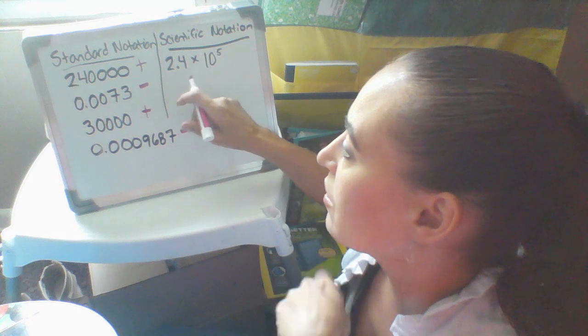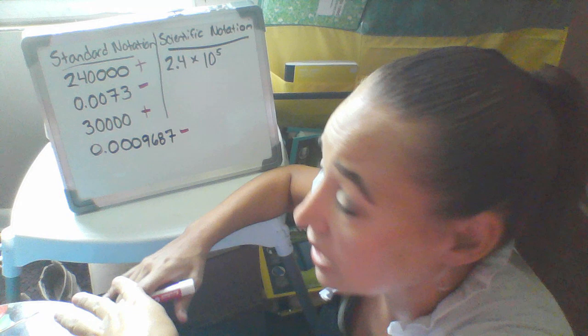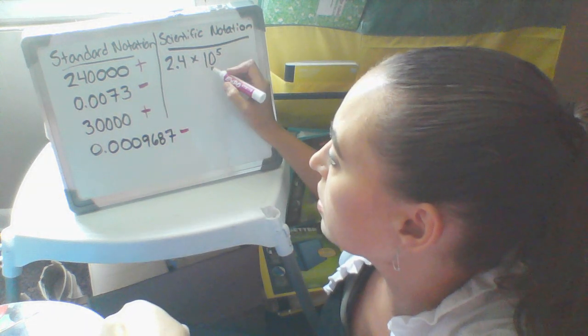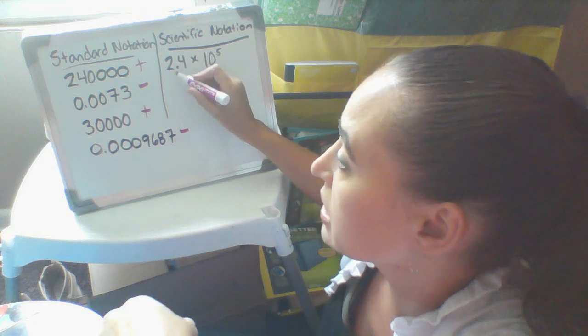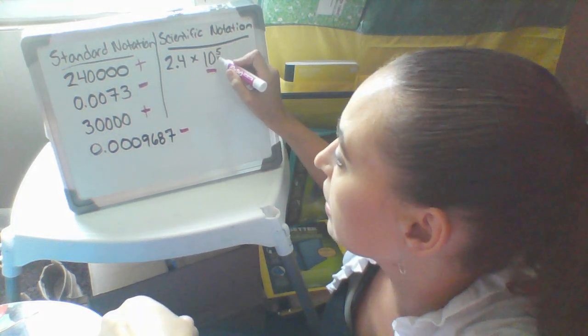Now let's see how I figured this one out. It can't be a 0. Remember, it has to be non-zero. It has to be a number greater than 1 but less than 10. So I have my 2.4. The base unit is always 10, so you're always going to take your number and multiply it by 10. How did I get to the 5?